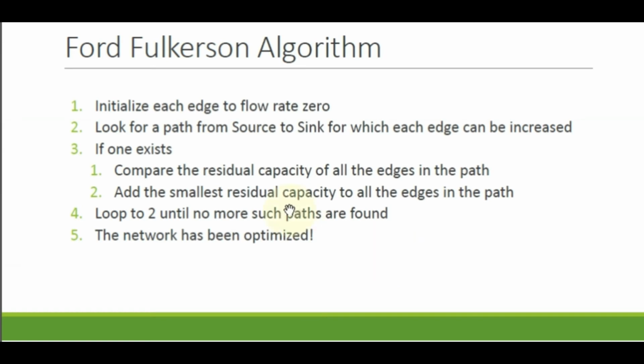So that's the algorithm. We start with no flow and we look for an augmenting path. As long as there is an augmenting path from source to sink, we compare the residual capacity of all the edges in the path, add the smallest residual capacity to all the edges in the path, and we repeat until no more augmenting paths are left.